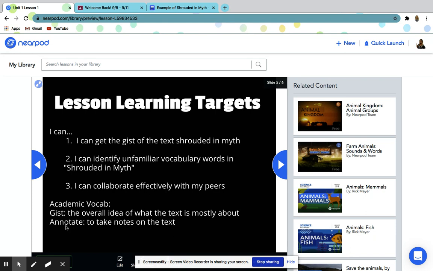And then the last thing that we went over was this word annotate. So if we are annotating, or if I ask you to annotate something, all you're doing is simply taking notes on the text. So you might be highlighting, circling things, or even writing things off to the side. All of those things happen when you are annotating.